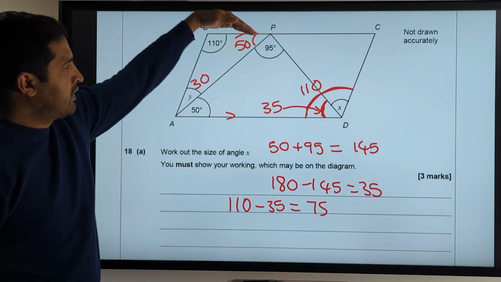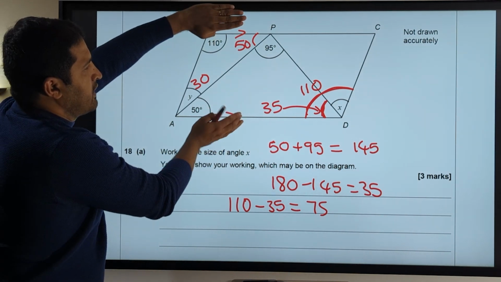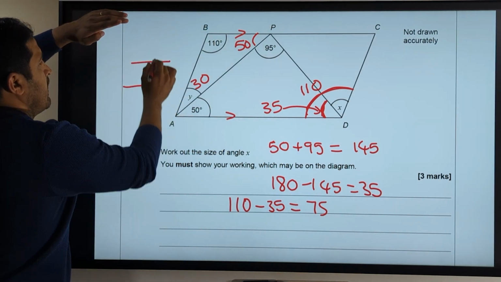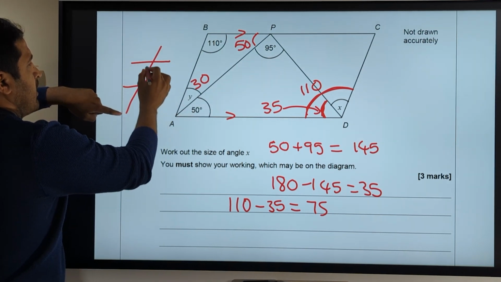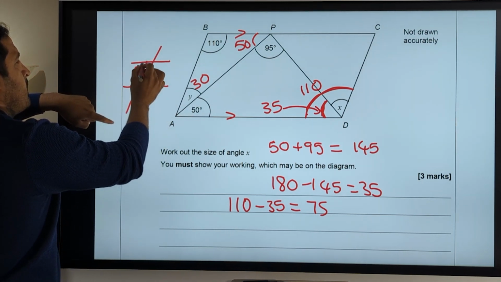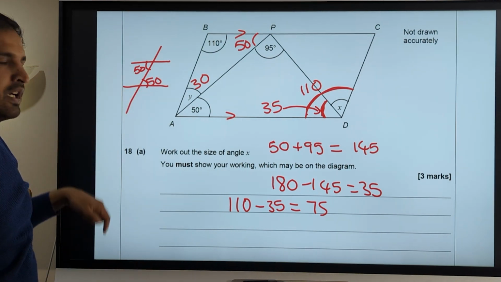These two lines are parallel, so you get two lines that are parallel, and that's your transversal. If this angle here is 50, then this angle is going to be 50 as well, because of the alternate angles, they alternate.